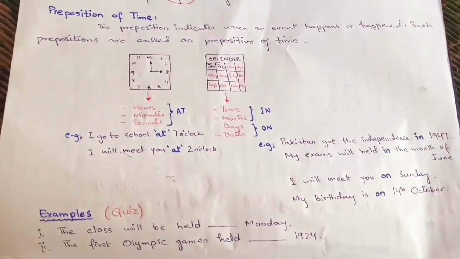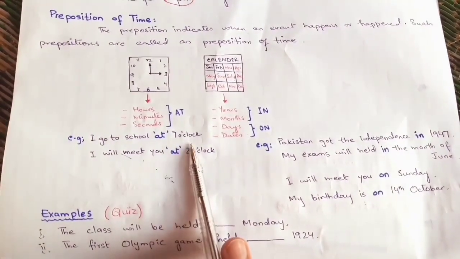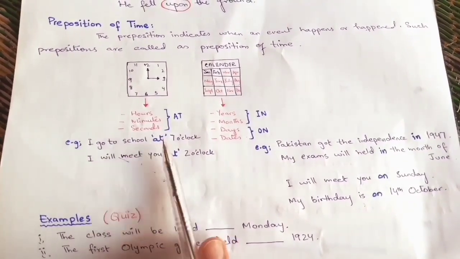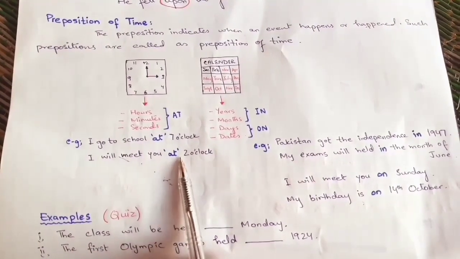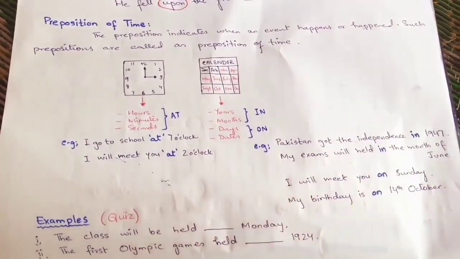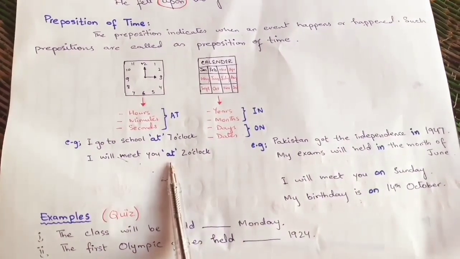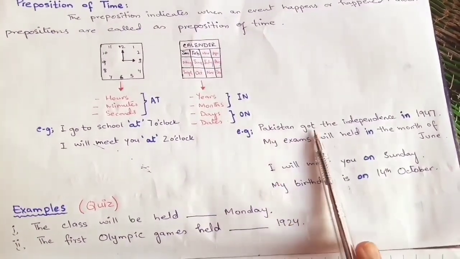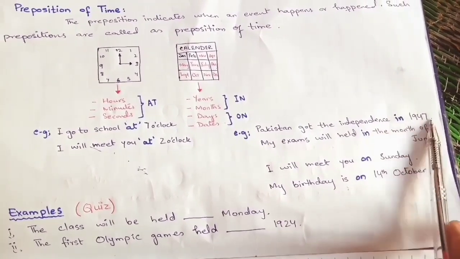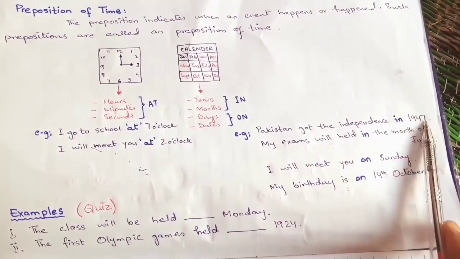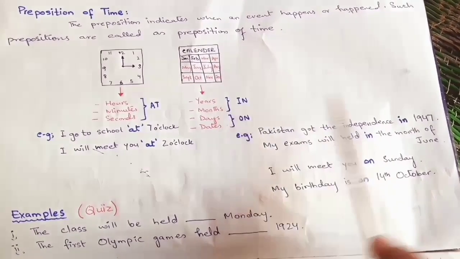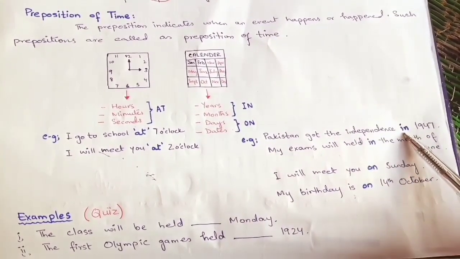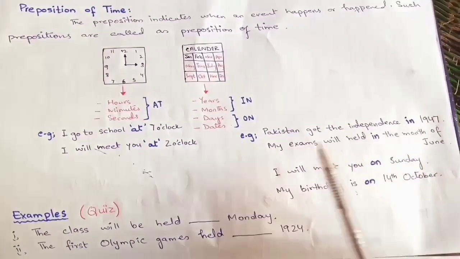Let's come towards examples. I go to school at 7 o'clock. See, this is the time mentioned, so we have to use "at". I will meet you at 2 o'clock. So it means that we have to use "at" before the time. Secondly, for example, Pakistan got independence in 1947. So 1947 is the year. So what comes into your mind? That it's a calendar. So we have to use "in" because there is a year mentioned.